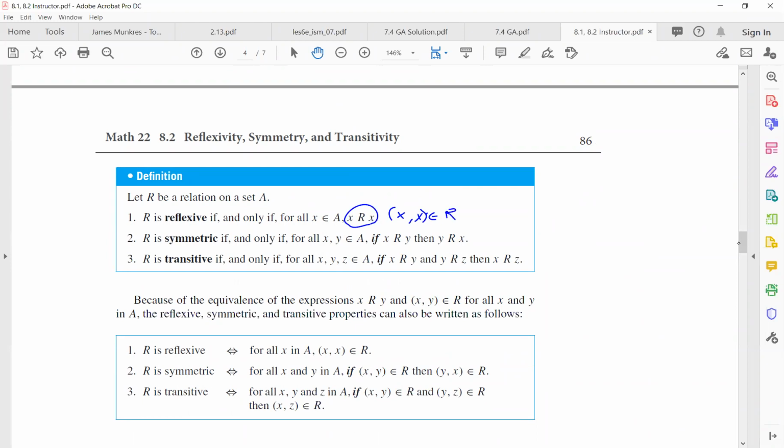R is called symmetric relation if and only if for all x and y in A, if x is in relation with y, then you can conclude y is also in relation with x. So if (x, y) is in R, it means that if x is connected to y with an arrow, then you can conclude that y is in relation with x. So you have an arrow connecting y to x as well.